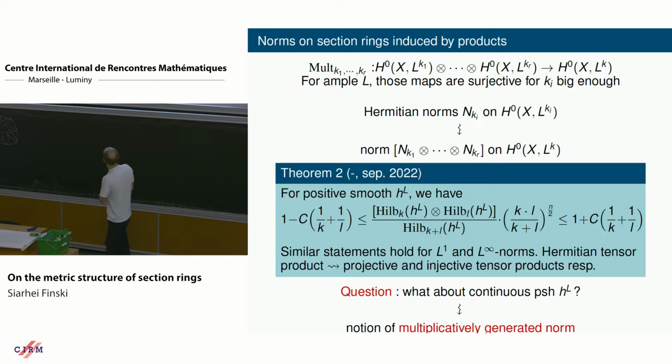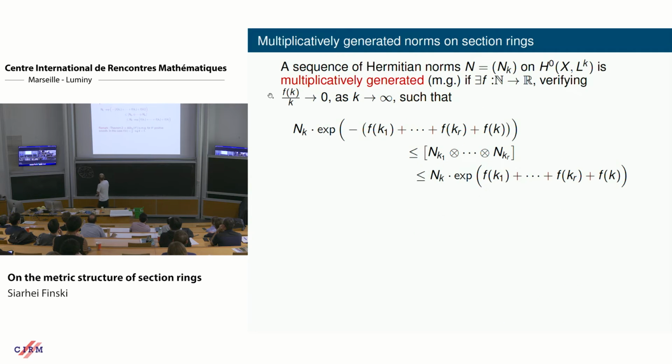Okay. And the definition goes as follows. A sequence of norms on the section ring is called multiplicatively generated if the norm produced by this inductive construction differs from the original norm by some exponential factor of a function which grows sublinearly. Okay? In other words, it says that one can reconstruct your original metric by inductive procedure up to some small error. Okay? So this is the notion of multiplicatively generated norm.